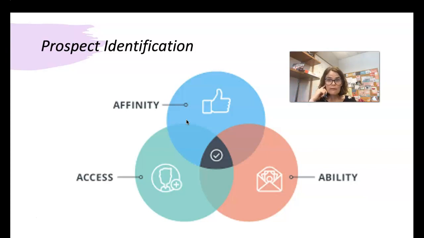So even if you're having a fundraising event, instead of just saying, hey, can you buy a ticket? Hey, can you buy a table, right? And then they'll invite people in. And then the last thing is access.